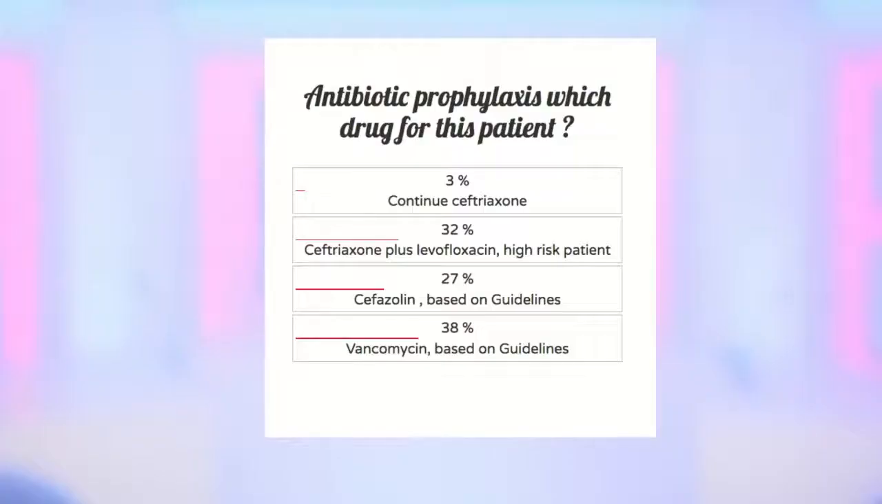The answer is that 38% will use vancomycin, but 27% cefazolin and 32% ceftriaxone. So really, it's balanced. Nice split. Yes, one-third, one-third, one-third.